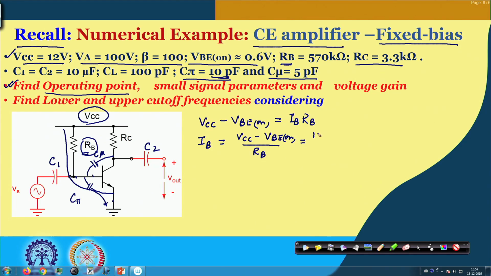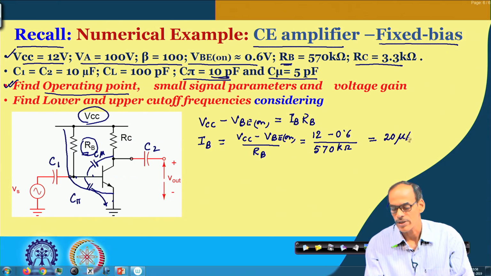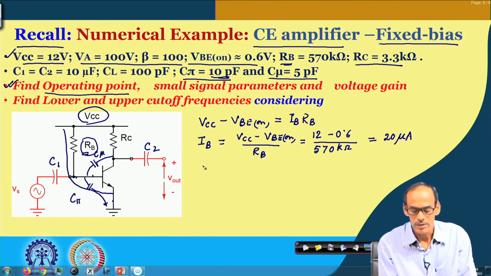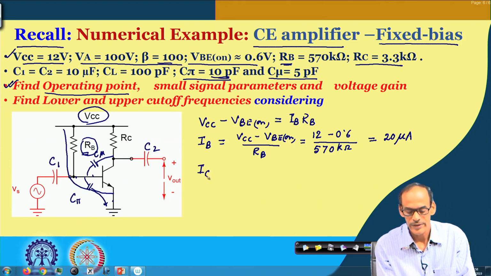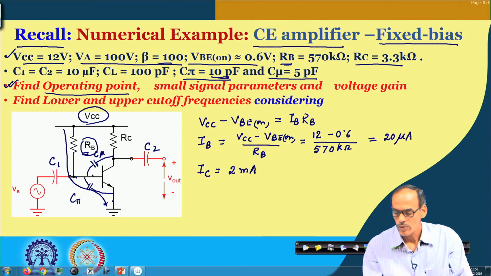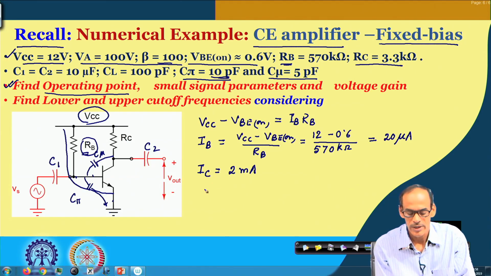Its value is now 12 minus 0.6 divided by RB, which is given as 570 kilo ohm. That gives us the IB current of 20 microampere, and then using this information and the beta information, we get the collector current, which is equal to 2 milliampere. Now, with this information we can find the value of the small signal parameters, namely gm.